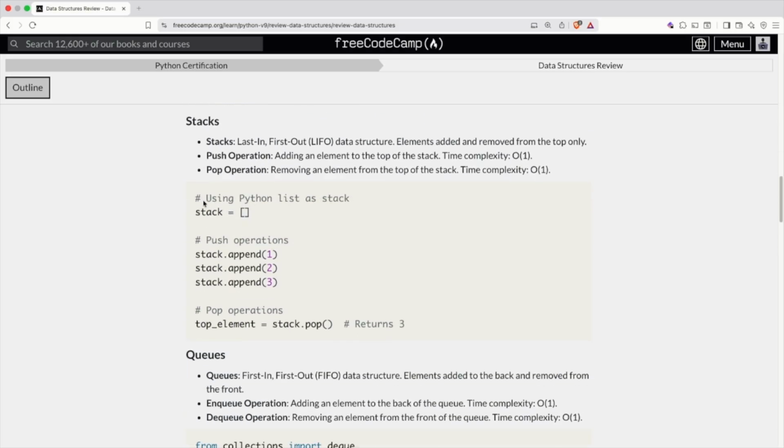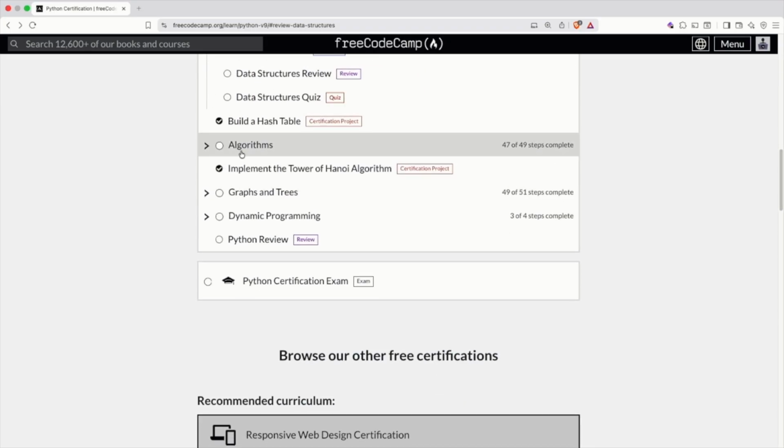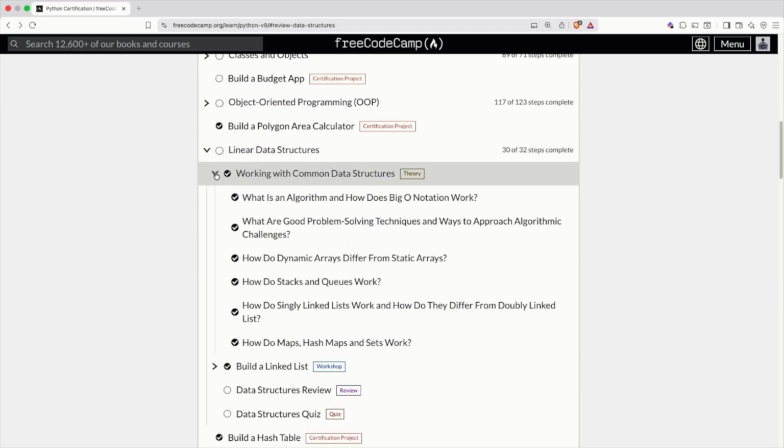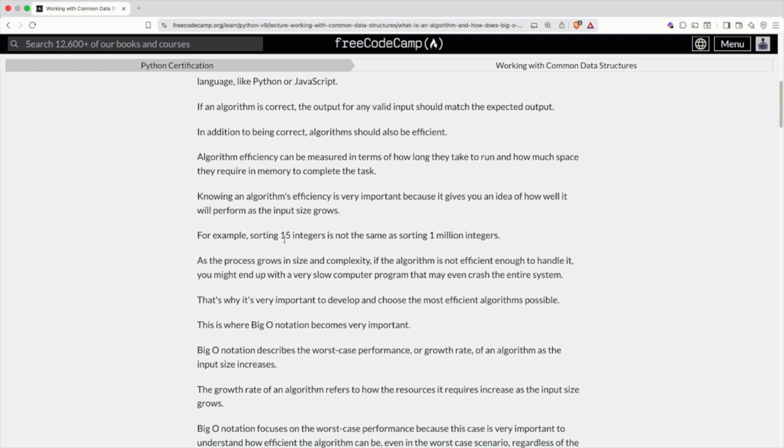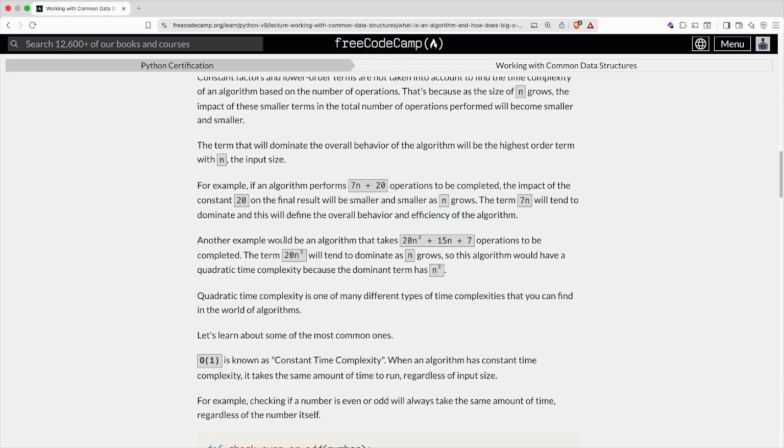Understand, let's go back to the actual section that covers that, the theory section. Okay. Yep, here we go. So for example, if an algorithm performs 7n plus 20 operations to be complete, the impact of the constant 20 on the final result will be smaller as n grows. The term 7n tends to dominate and will define the overall behavior and efficiency of the algorithm. And so that would be linear because it's n to the power of 1.